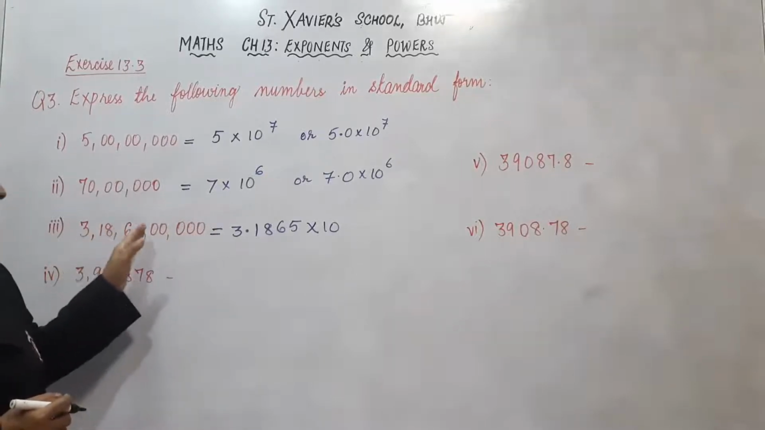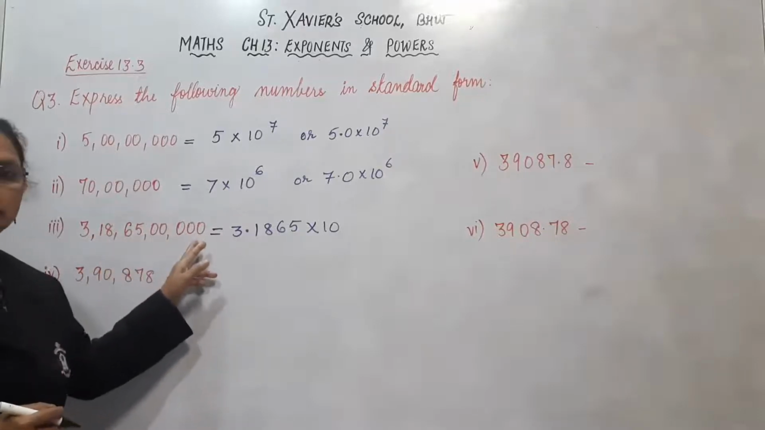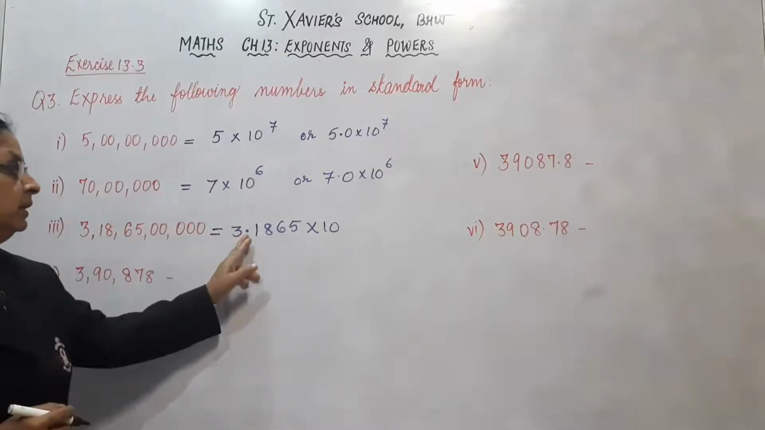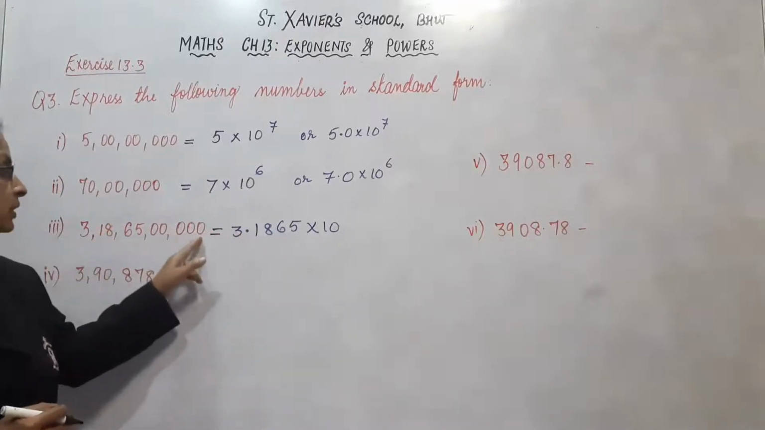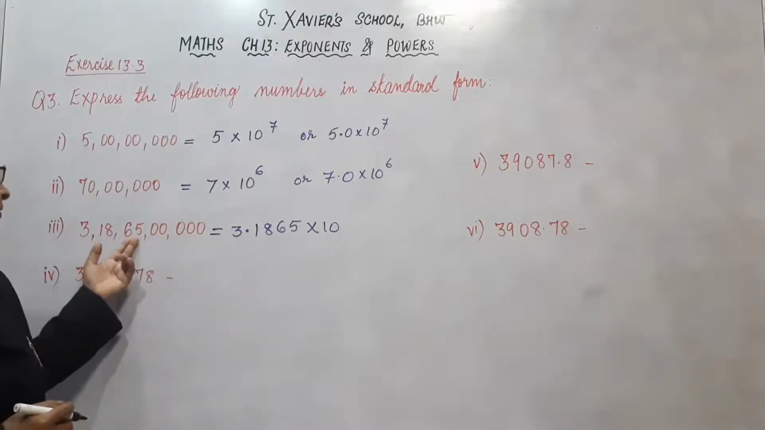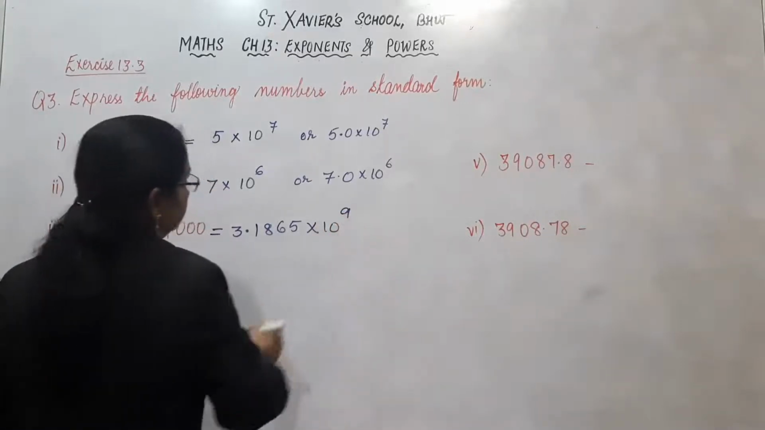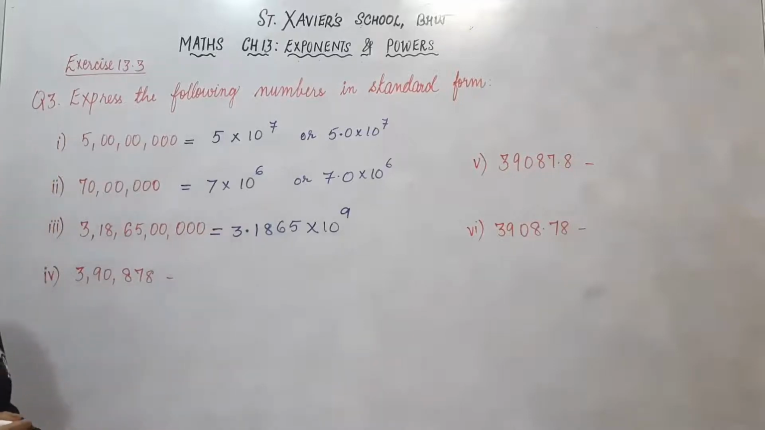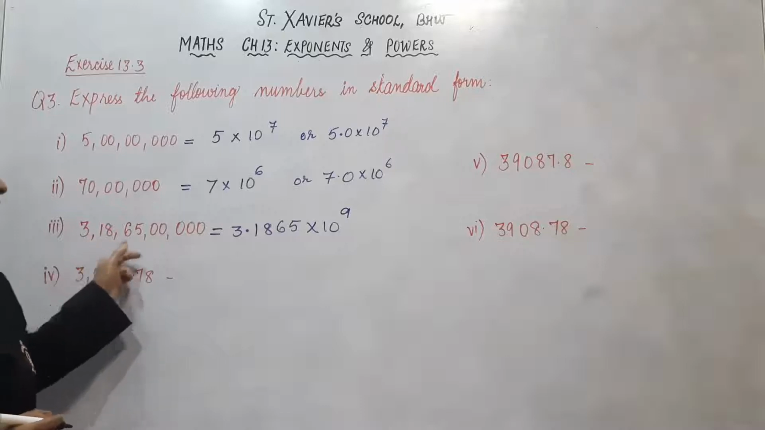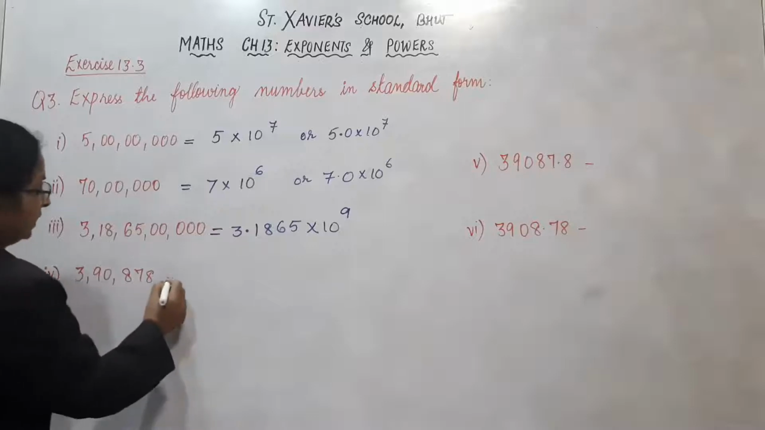Don't think that we have copied up to 1, 8, 6, 5, so the remaining only we have to count for the power of 10. No, it is not like that. After 3 we put the decimal, and then how many total digits are there, that we have to count and write. 3 plus 2, 5, 7, 9. So total the number will be 3.1865 into 10 raised to 9. From just after the first digit, how many digits are there, that will be the power. Simple way.